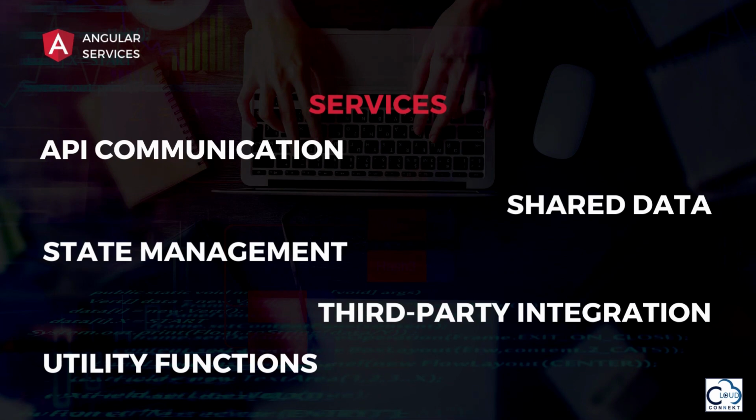Shared data. Services can be used to share data between components. For example, a service might maintain a list of items that multiple components need to access, such as a list of recent search results, and etc. Third-party integration. Services can be used to integrate with third-party libraries or services, such as Google Maps or Stripe payment processing, and etc. Basically, by using services in production applications, developers can achieve a more modular and scalable application design, making it easier to maintain and update the code over time.